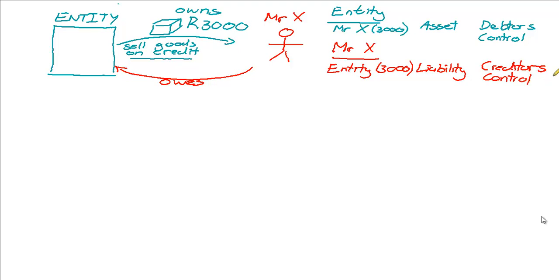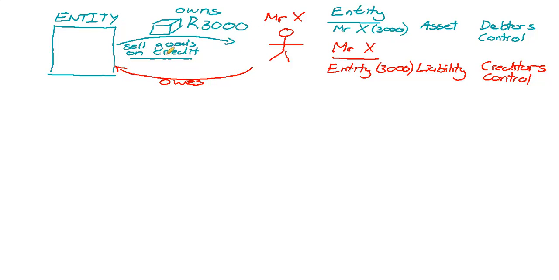So just to recap again quickly, the entity who sold the goods on credit, they will have a debtor, which is Mr. X. So the entity is going to have Mr. X as a debtor. Mr. X, in his accounting records, he owes money, so he's going to have a liability, which is called a creditor. Just to clarify then, even though it says here that we sold goods on credit to Mr. X, the entity has got a debtor in its books.